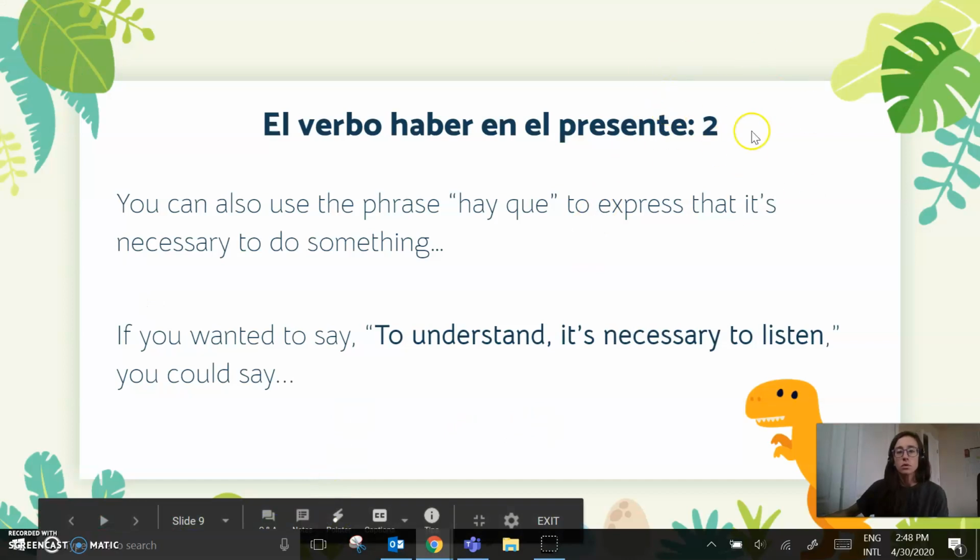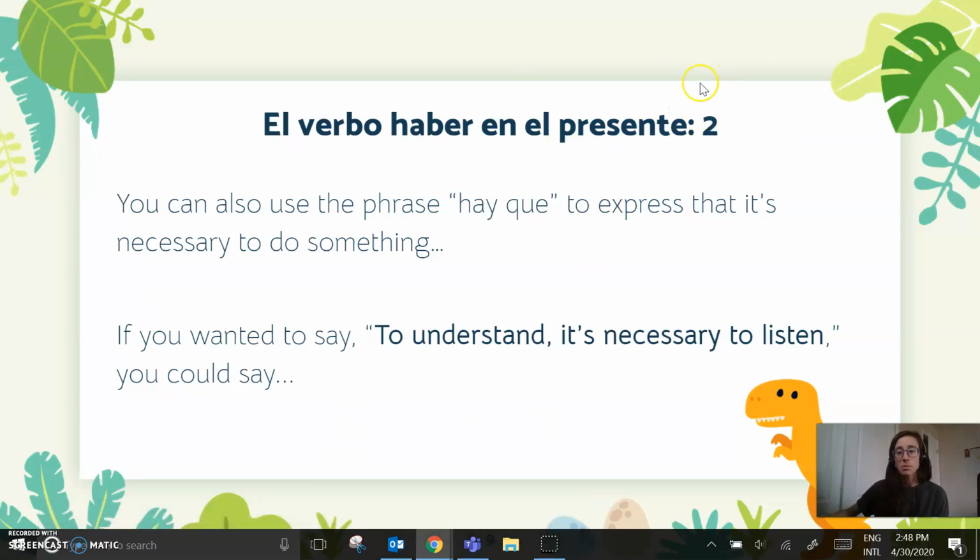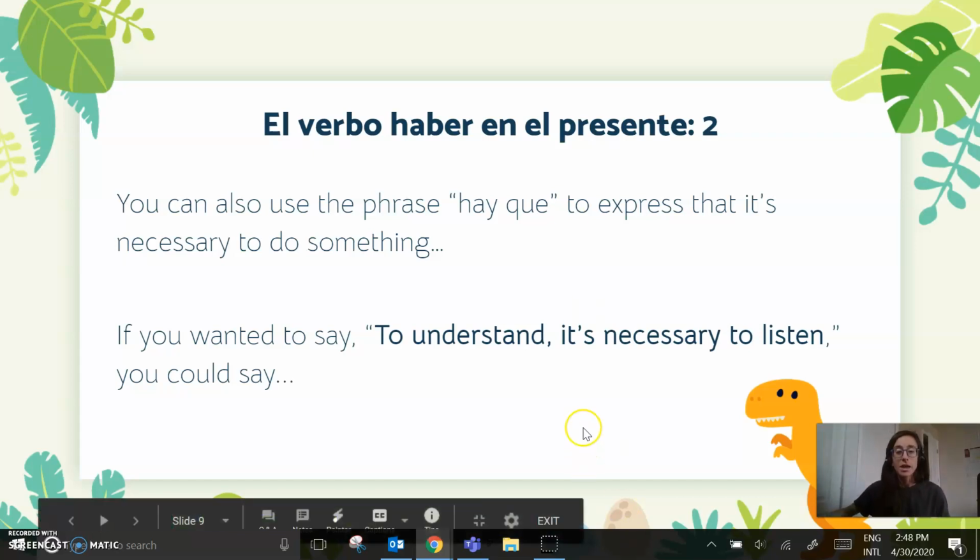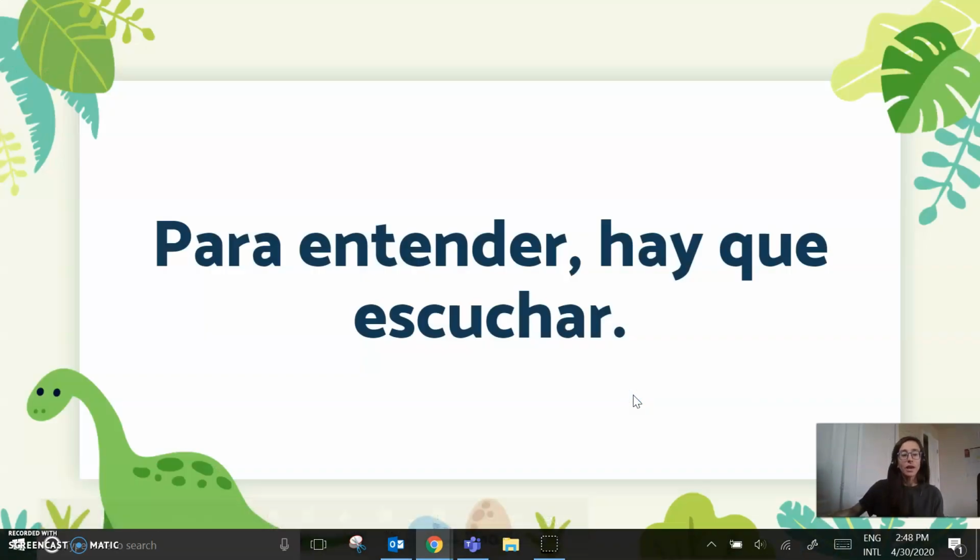Okay, el segundo uso del verbo haber en el presente. So we're still in the present, but this is a second use that is a little bit different. You can also use the phrase hay que, okay? Again, this is hay que, to express that it is necessary to do something. So if I wanted to say, to understand, it is necessary to listen, which sounds really strange in English, but I want to make sure we're getting the idea of what purpose this serves grammatically. I think this is a sentence we can all agree with, or at least all teachers out there. Dirías, you would say, para entender hay que escuchar.